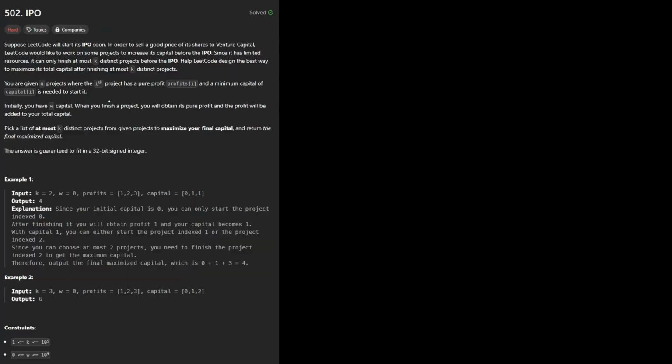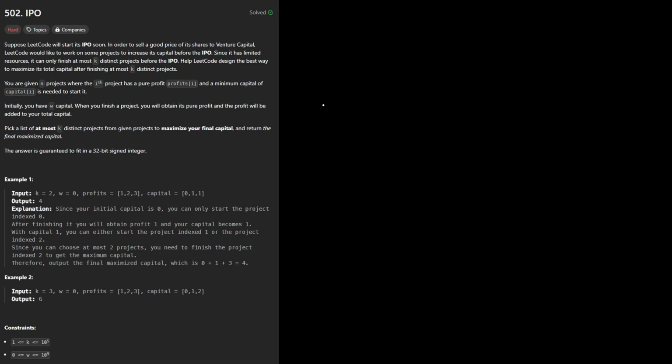Hi everyone. In this given problem statement of IPO, suppose LeetCode will start its own IPO soon. In order to sell its shares at a good price to the venture capital, LeetCode would like to work on some projects to increase its capital before the IPO. Since it has limited resources, it can only finish at most K distinct projects before the IPO. Help LeetCode design the best way to maximize its total capital after finishing the K distinct projects.